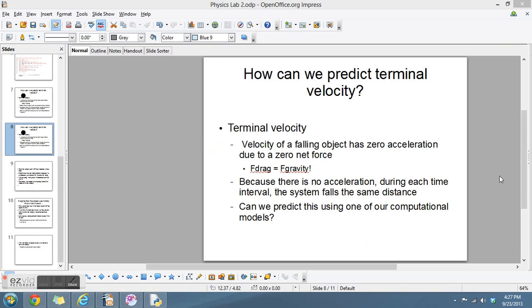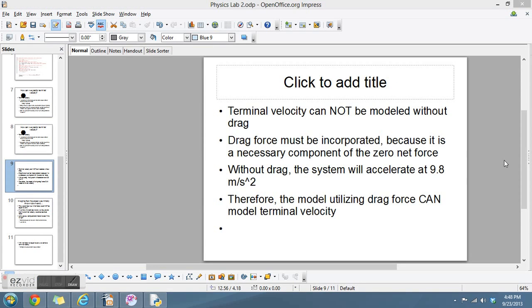Terminal velocity is when the velocity of a falling object has zero acceleration due to zero net force. The drag force is equal to the downward force of gravity. Because there is no acceleration, during each time interval, the system falls the same distance. Can we use one of our computational models to predict this motion? We can only use the model utilizing drag force to model terminal velocity. Drag force must be incorporated into the model because without it, the system would accelerate at 9.8 meters per second squared.